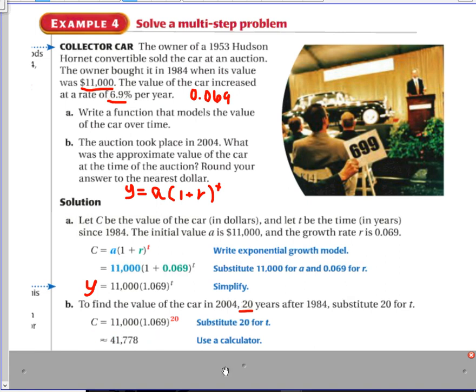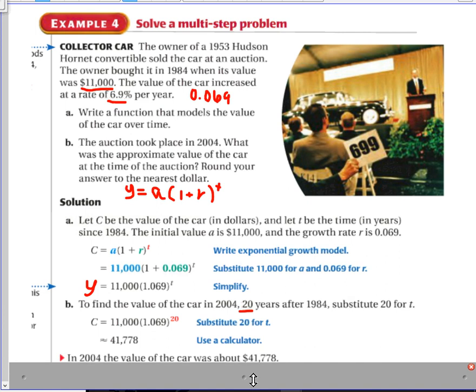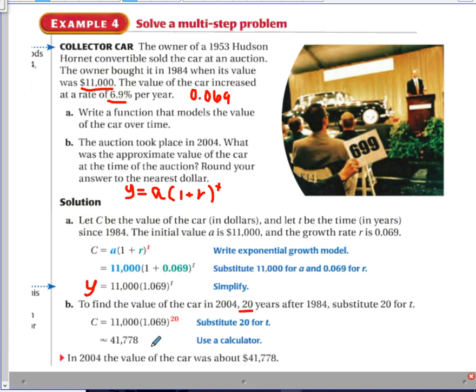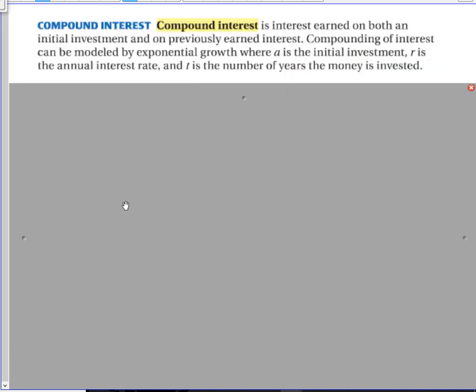And in this case, it's about 41,778. It said round to the nearest dollar. That's why we don't have any cents. I'm assuming if you typed it into a calculator, it came out with a bunch of decimals afterwards and we just rounded. So the value of the car in 2004 is going to be $41,778.